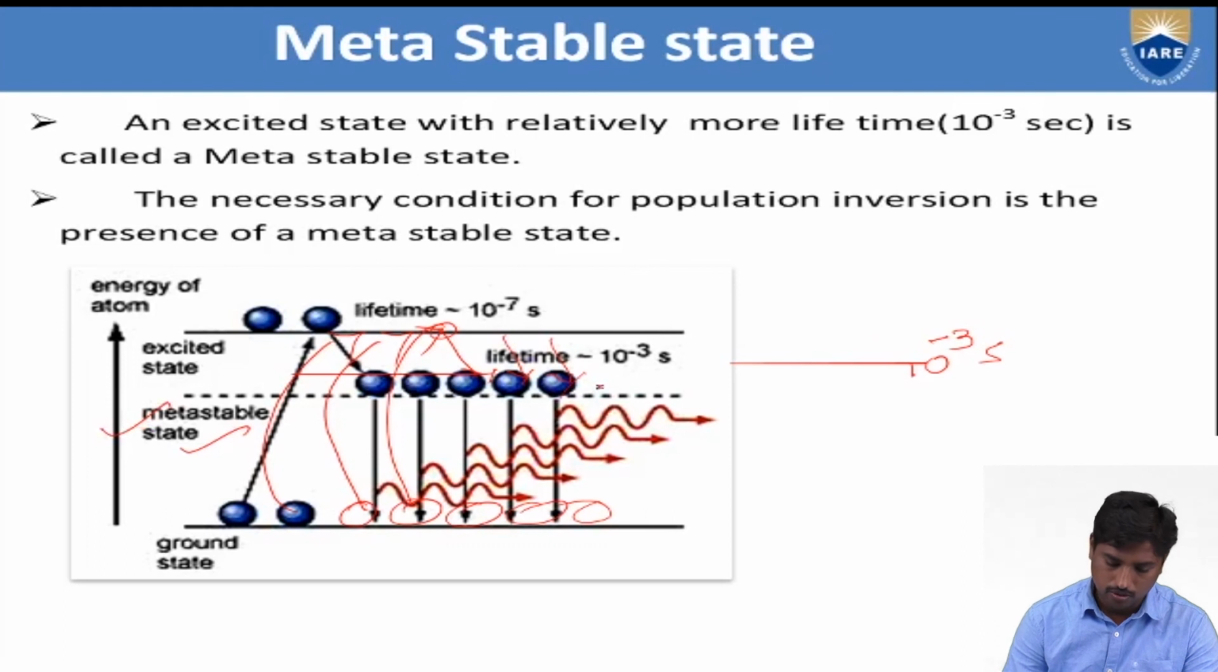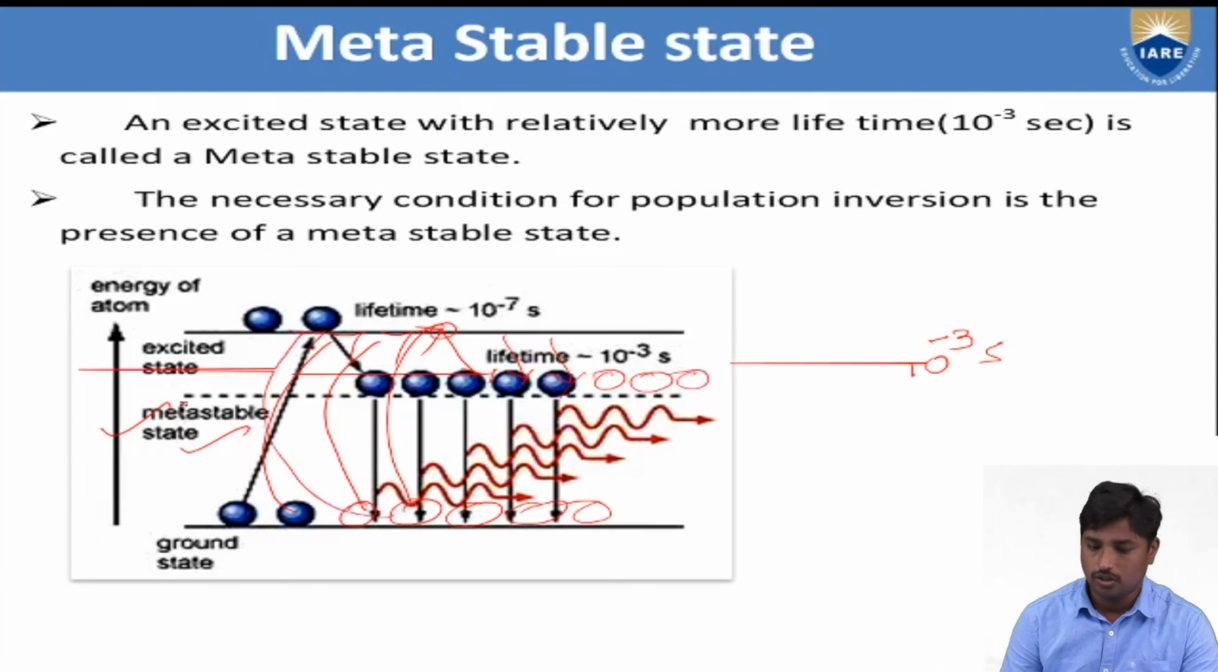At the same time, using the pumping mechanism, we are sending atoms to the higher energy state. That's why in the ground state the atoms go on decreasing. So at a particular instant, what we observe is that the number of atoms in the metastable state is greater than in the ground state. So that is called population inversion.